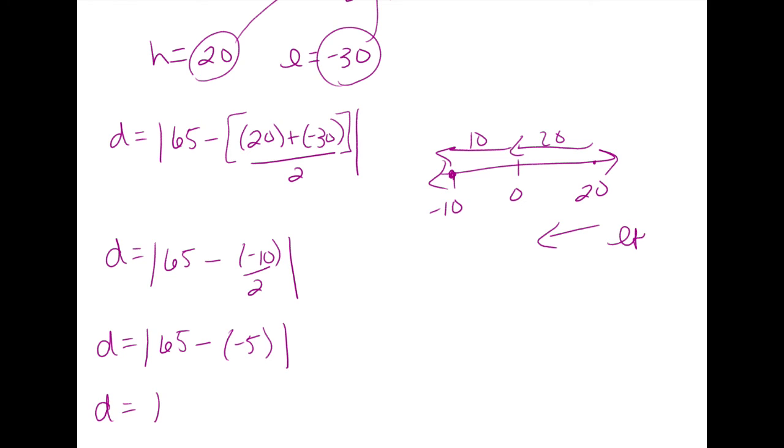Now we have a situation like we had a couple of days ago. I have 2 negatives. Remember what we said about 2 negatives together. When I am trying to add or subtract 2 negatives together, they negate each other and become positive. So I'm going to rewrite this expression as 65 plus 5, which is going to give me the absolute value of 70. And again, it's already positive. So 70 is my answer.